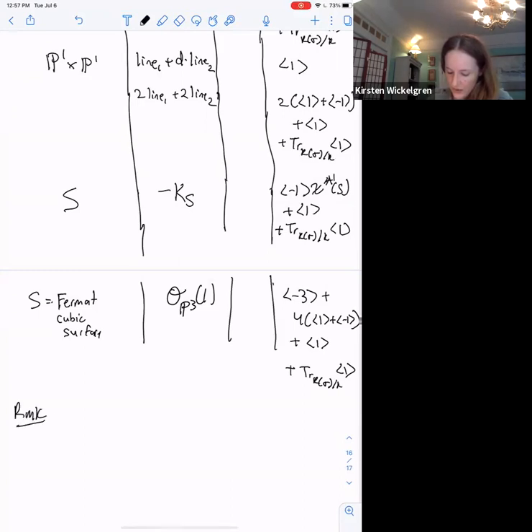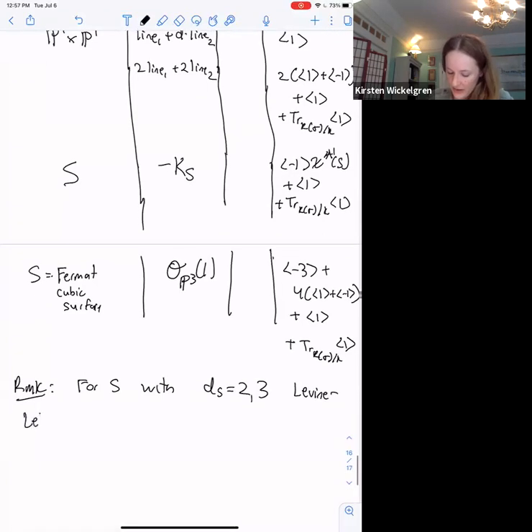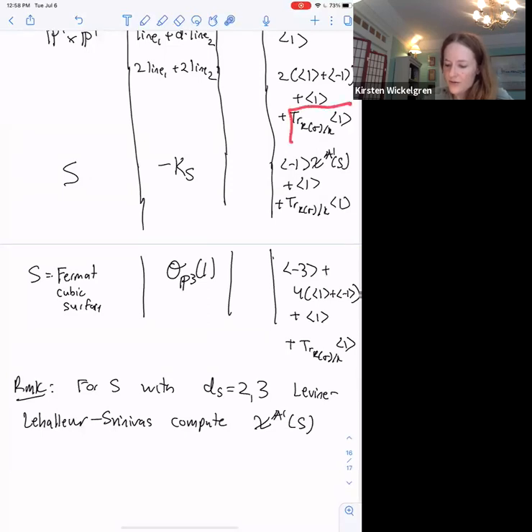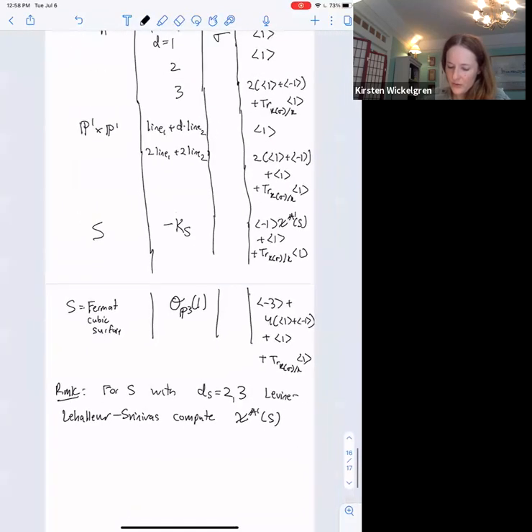So remark, when the degree of the Del Pezzo, so for S with d_S equals 2, 3, we can be very explicit about what the A1 Euler characteristic is. And for blowups, we can give a way to compute the A1 Euler characteristic, so that we can get a lot of fun numbers from our trace forms. So those are our examples.